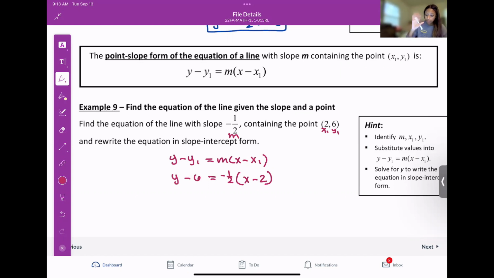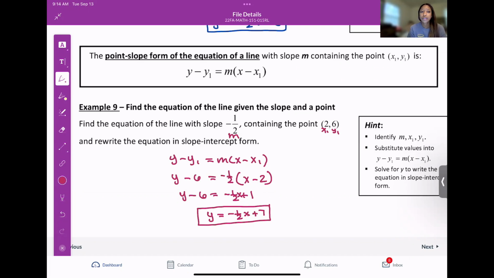Let's simplify what's on the right-hand side. We have y minus 6 equals, if we distribute the negative 1/2, negative 1/2 x plus 1. Then from here, we can just add the 6 to both sides and we get y equals negative 1/2 x plus 7. That's the equation of the line.